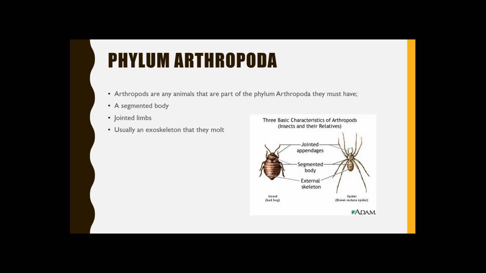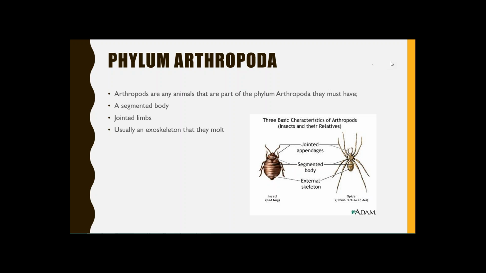Okay, and so now we're going to go over the phylum Arthropoda. Arthropods are one of the most common phyla that you're going to find. More generally speaking, arthropods are any animals that are part of this group. They're usually going to have these 3 characteristics. The first is that they have a segmented body.